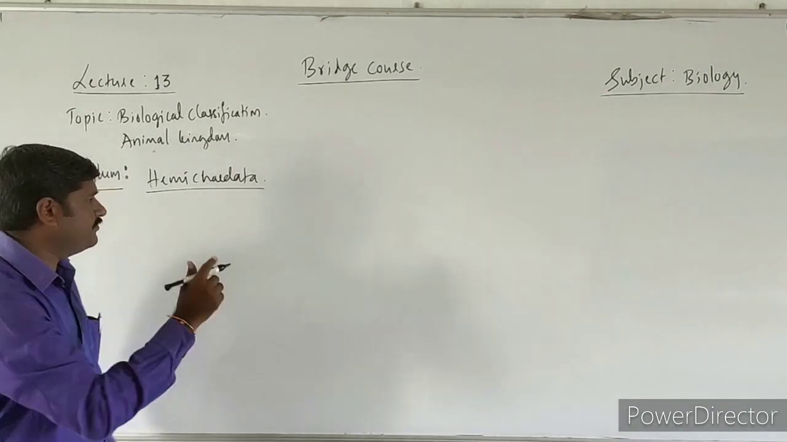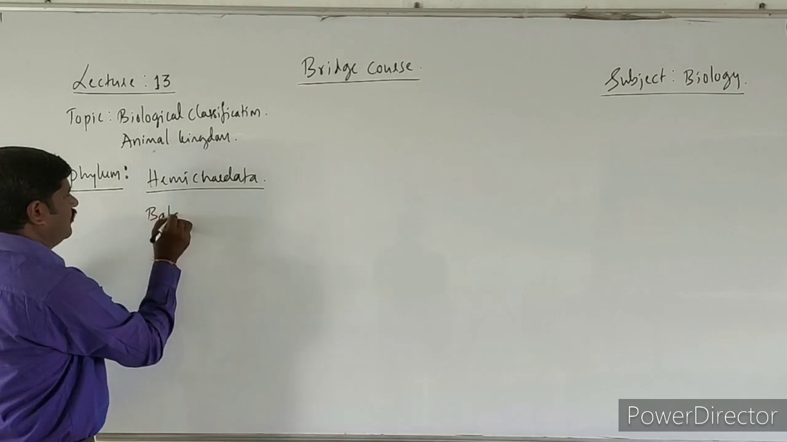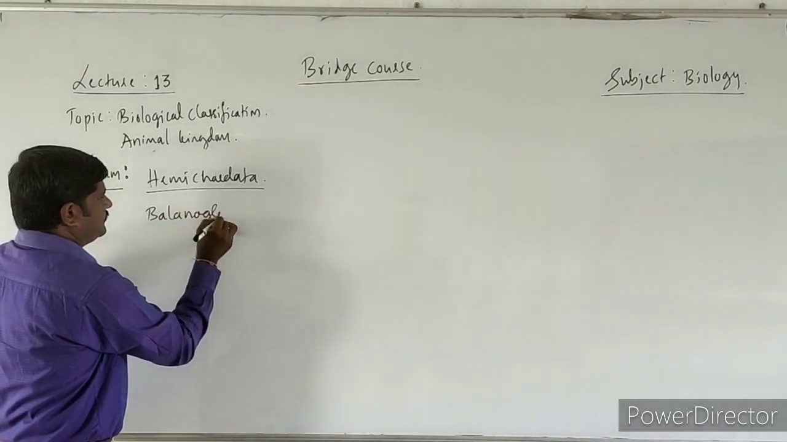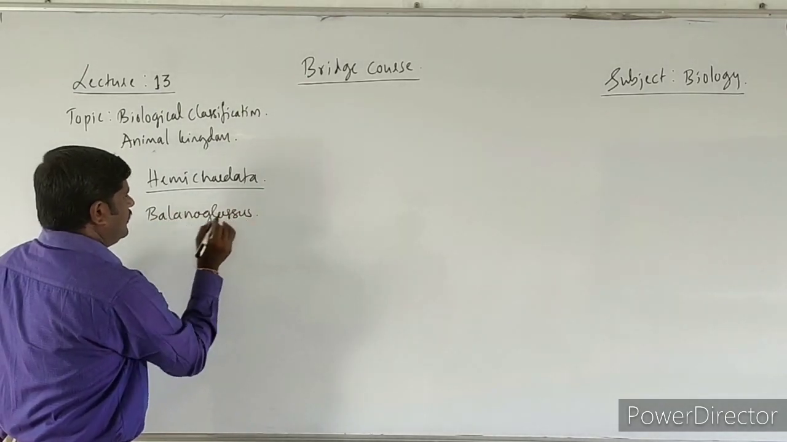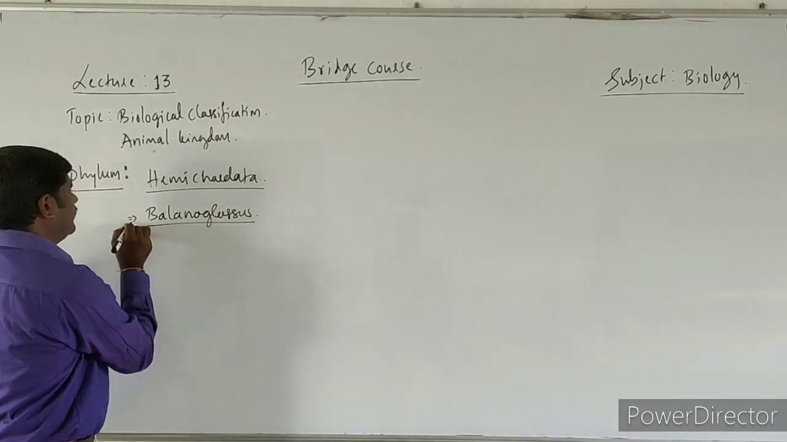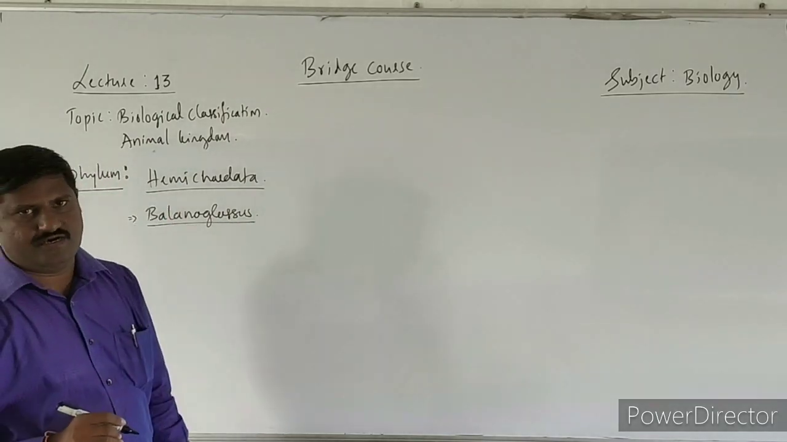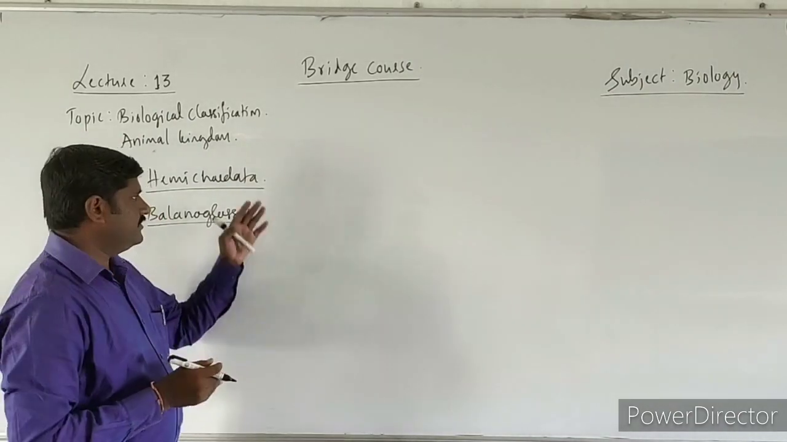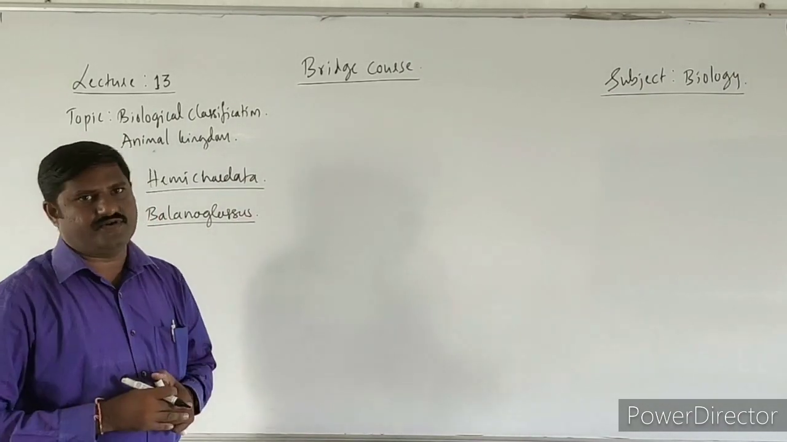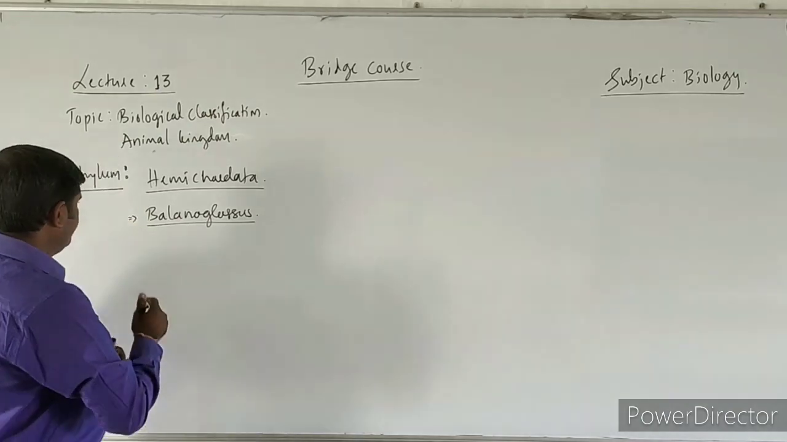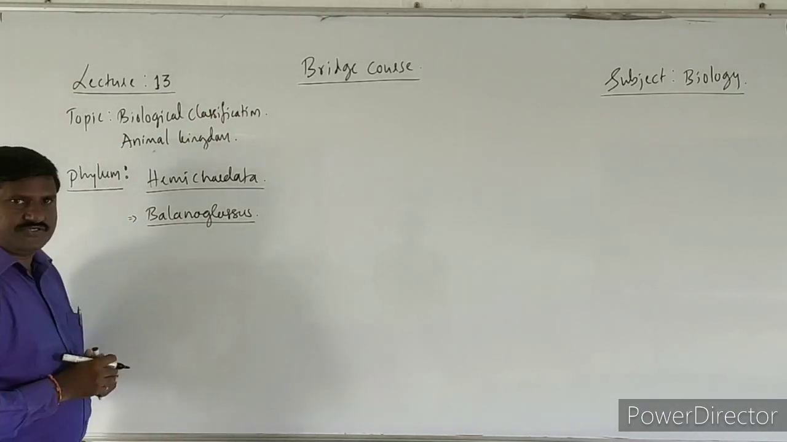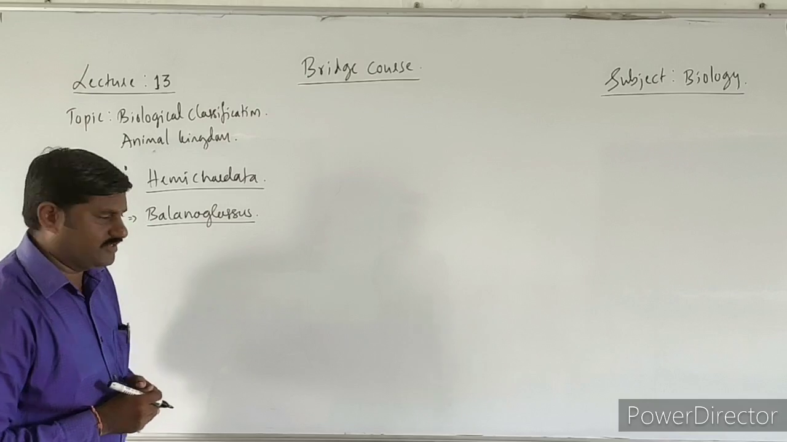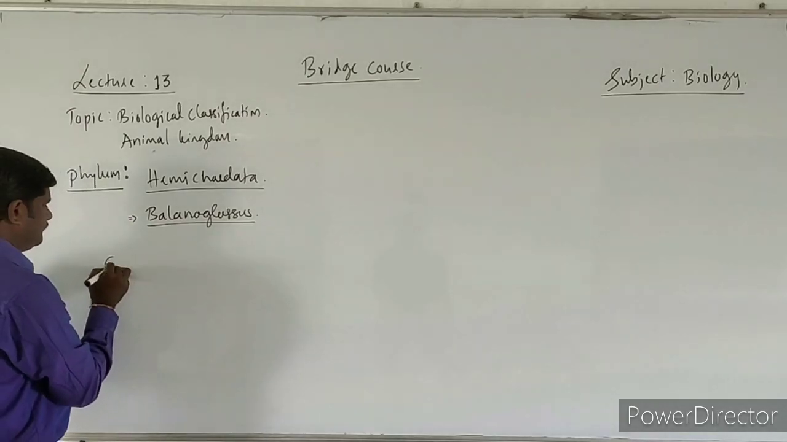The best example for this one is Balanoglossus. Is the best example for this hemichordata, right? So we study in detailed manner this hemichordata in POC 1. After this one, we'll come to the next group of animals, that is chordates.